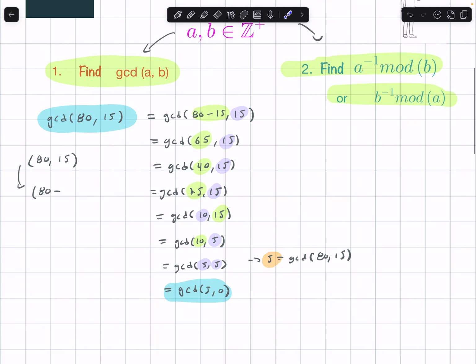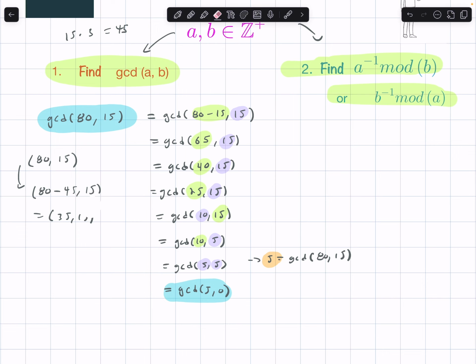But if I take a multiple of 15 which is less than 80, like say 15 times 3, which is 45, this would be the same as the GCD of 80 minus 45 and 15, which is the GCD of 35 and 15. We could do that. But why? And then this skips us down a lot in the process.